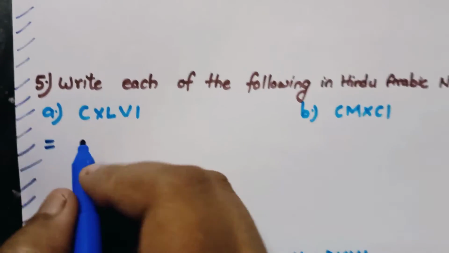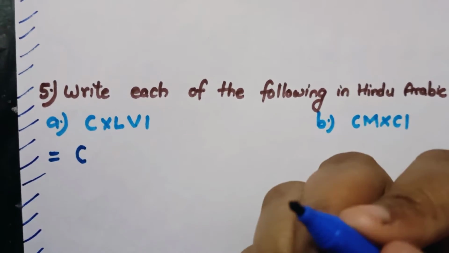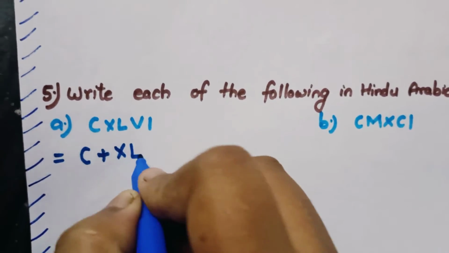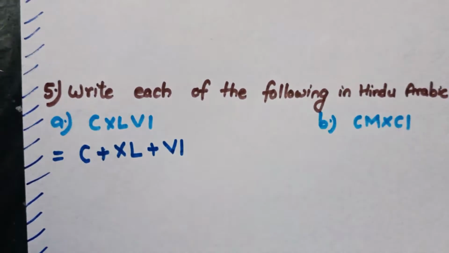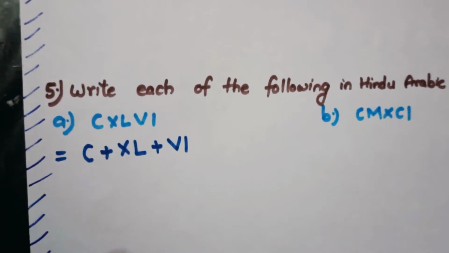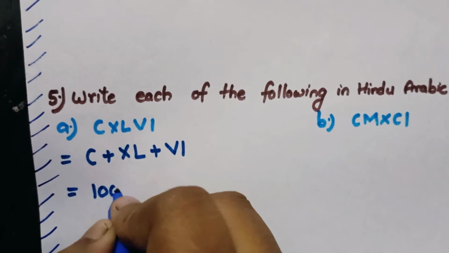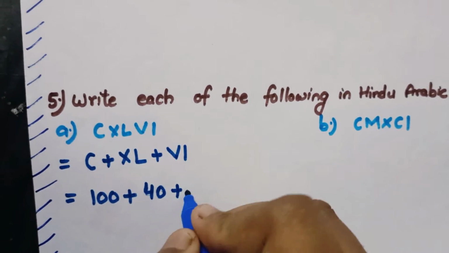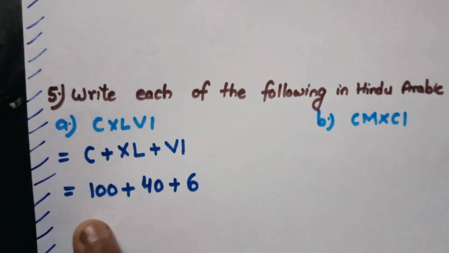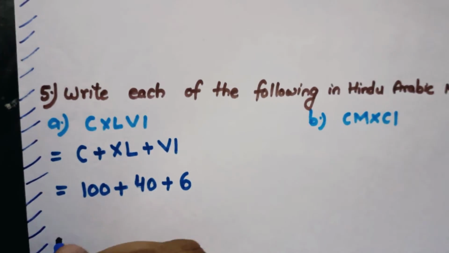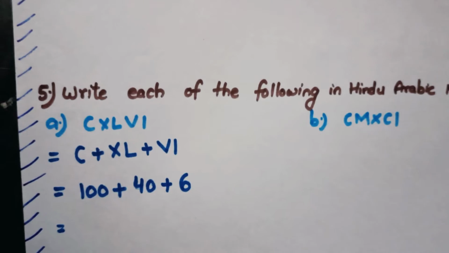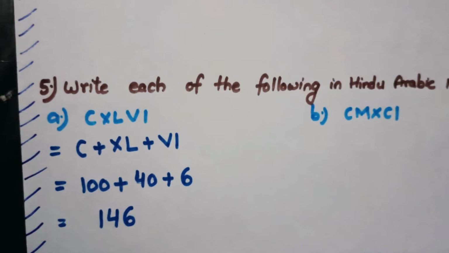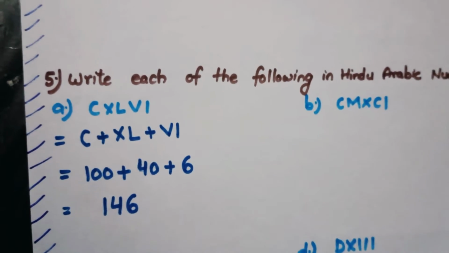Now see, we have a Hindu Arabic numeral for C. Then we have a proper number for XL also, then for VI also. This is how we have expanded. Now C stands for 100, XL denotes 40, then VI is 6. This is how we have decoded. Okay, now let us add them. 100 plus 40 plus 6 will give us 146.